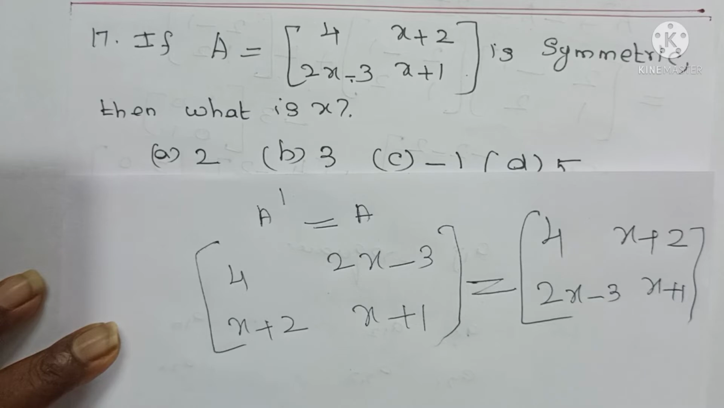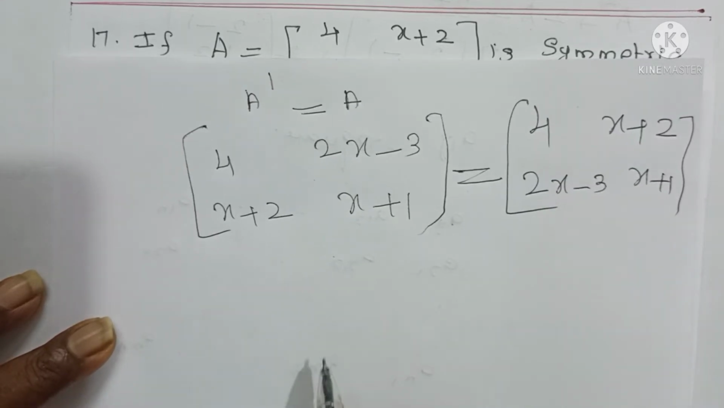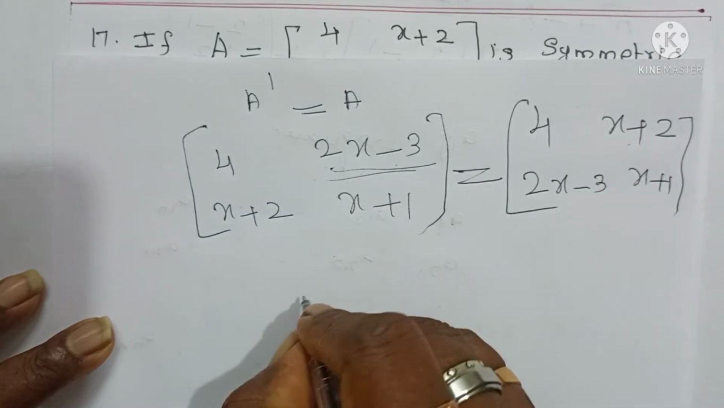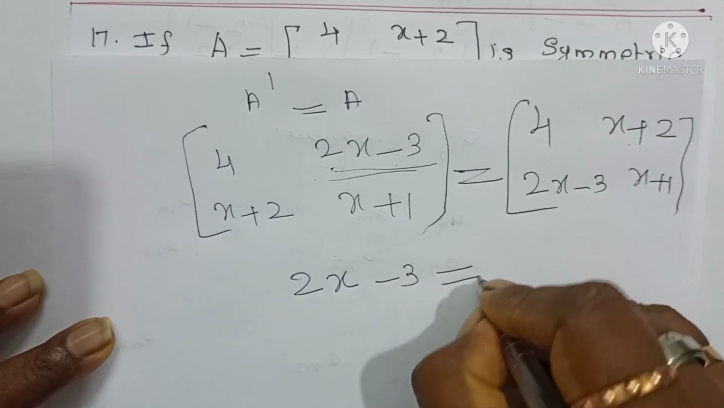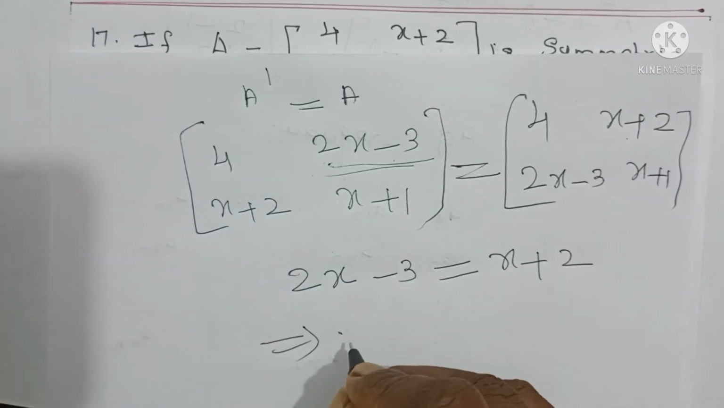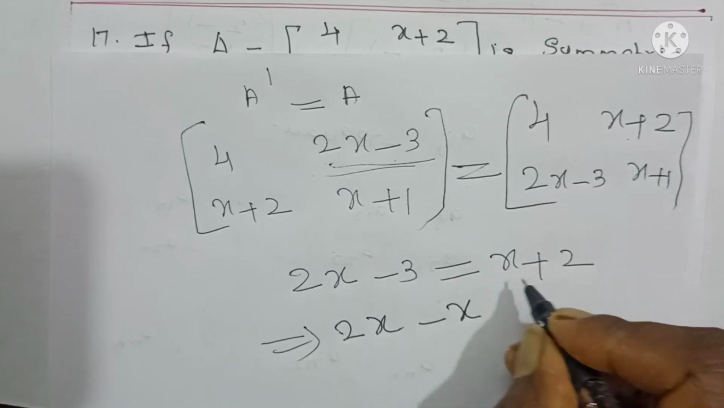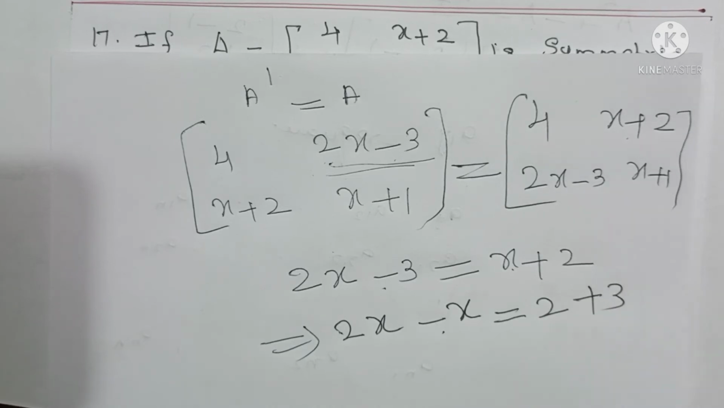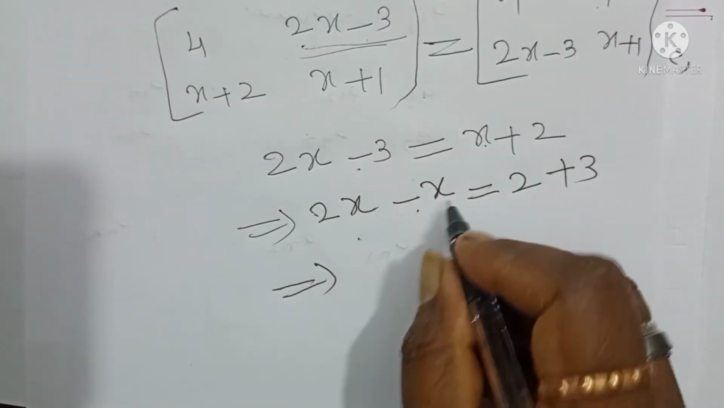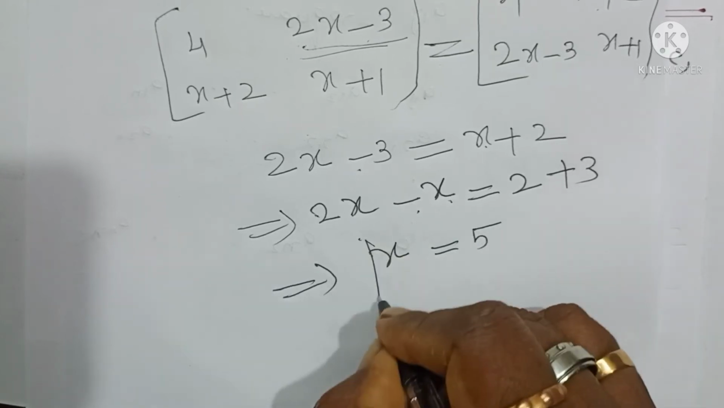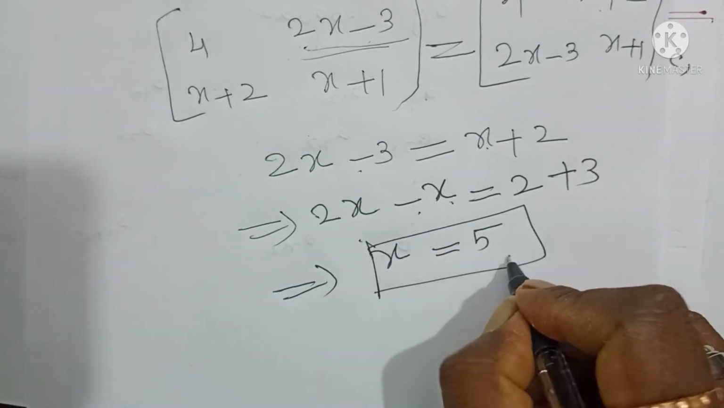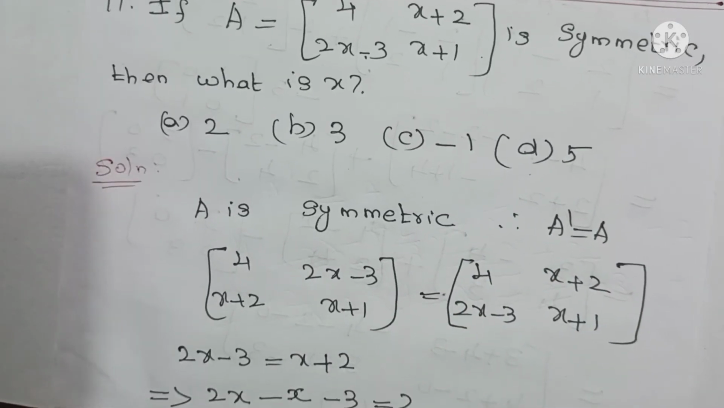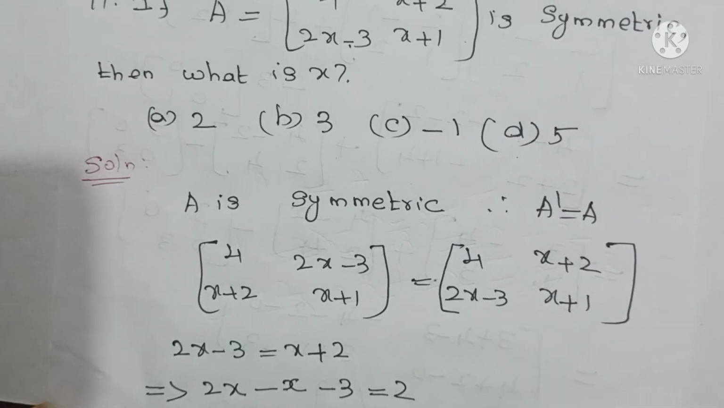Now this is a 2 by 2 matrix, this is a 2 by 2 matrix. You can equate corresponding terms. So first you have to take this one. 2x minus 3 is equal to x plus 2, correct. So 2x minus 3 is equal to x plus 2. This implies 2x minus x, this x you have to take this side, which is equal to 2. This 3 you have to take right side. So 3. So this implies 2x minus x is equal to 5. So what is the value of x? 5. So option D is correct. So if you want, you can write. This is the problem and this is the answer.